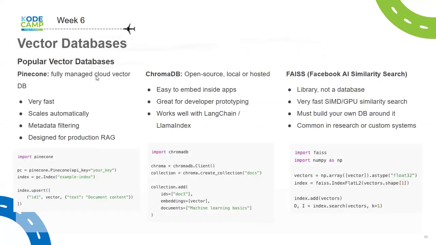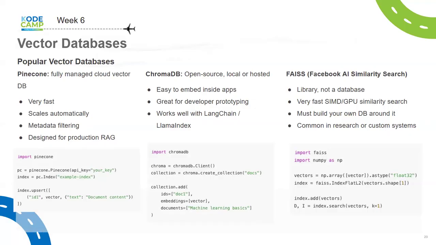so we're going to try the first two, like I said, Pinecone and ChromaDB. This is a cloud vector database. It's very fast. It scales automatically. It has metadata filtering, and it's designed for production grade RAGs. And this is how you can use them.